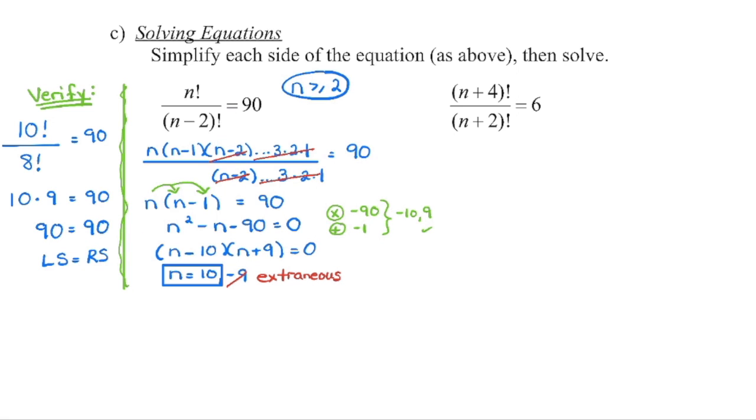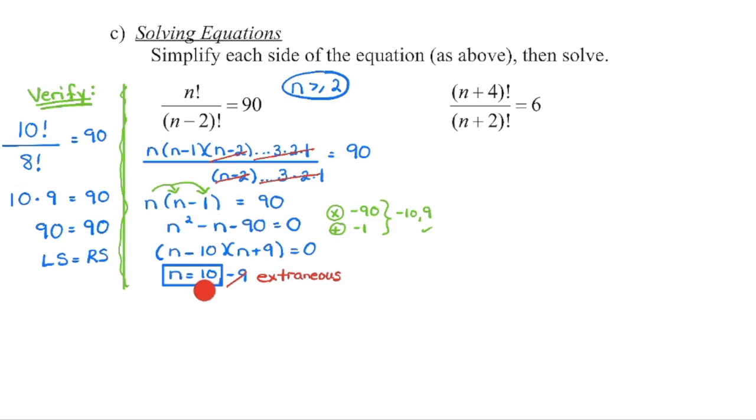And as always with algebra, we're going to check that answer. So if n is equal to 10, we're going to substitute it back in place of n. So we're going to have 10 factorial over 10 minus 2, which is 8 factorial, equals 90. And then I know that 8, 7, 6, 5, 4, etc. is going to cancel with the 8 factorial in the denominator, leaving me just with 10 times 9 in the numerator. 10 times 9 is 90, so the left side equals the right side.